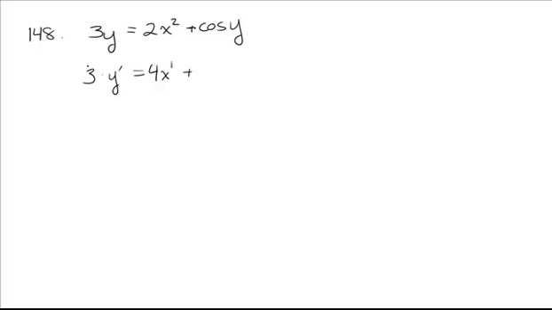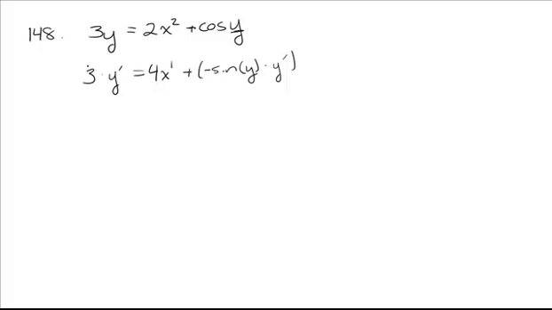And now the derivative of cosine y. Derivative of cosine is negative sine. We leave the inside alone, so that stays as y, times the derivative of the inside. The inside is the y here. And we just said derivative of y is y prime.